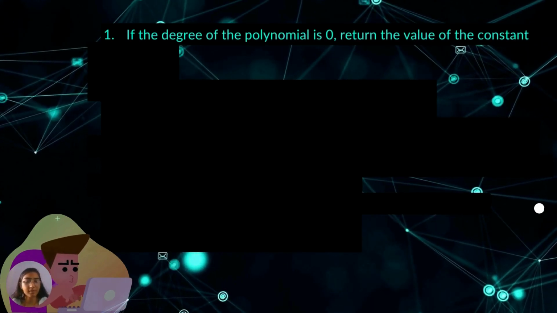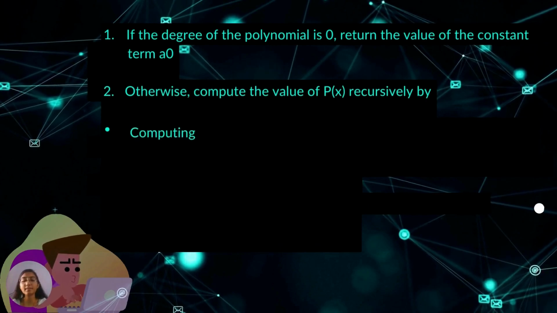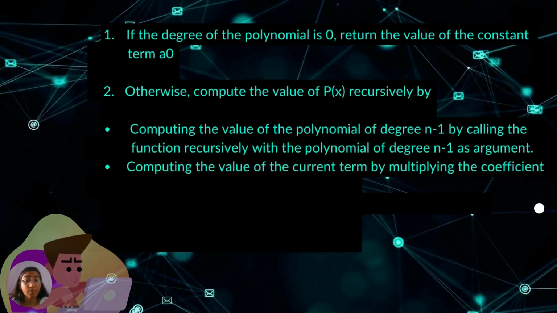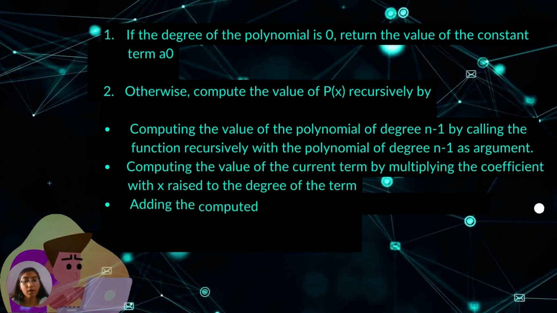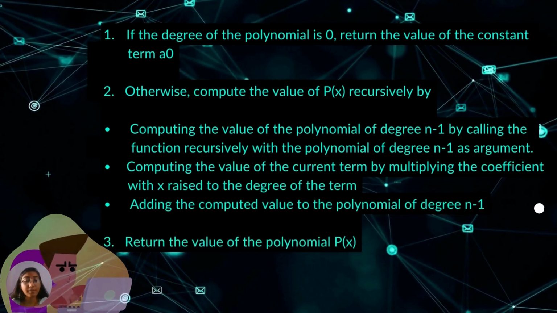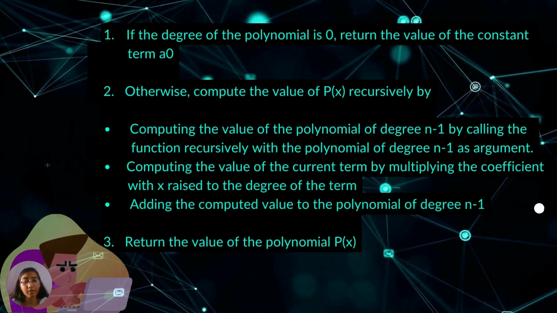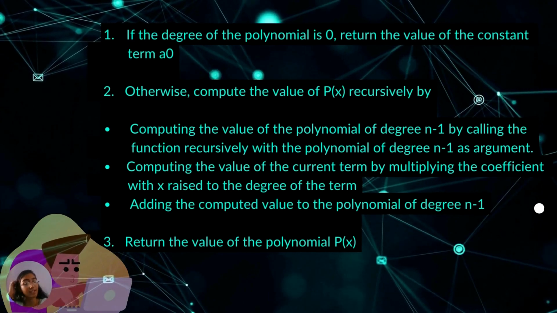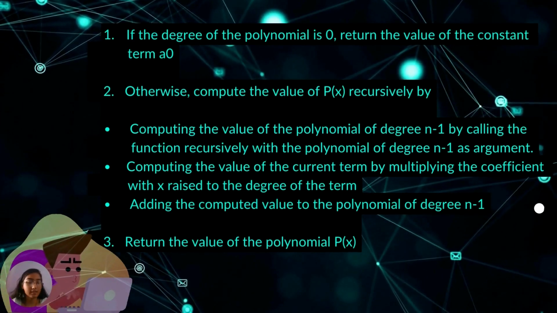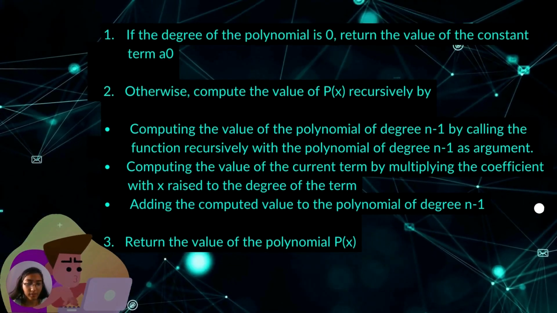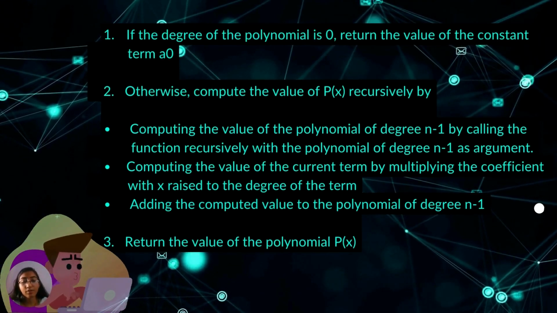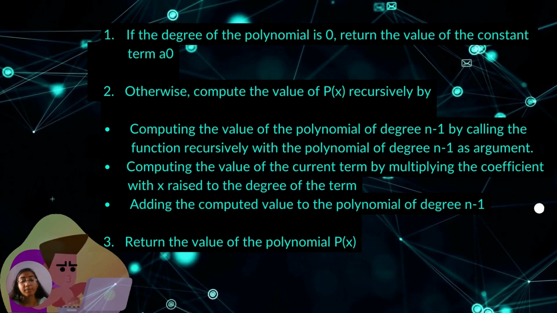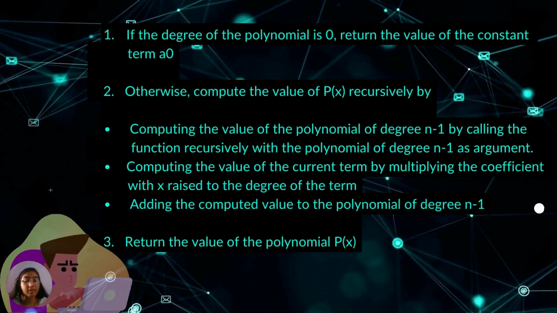So the first step for our algorithm in this recursive method basically means calling a function within a function to implement a certain function. So the first step will be, if the degree of polynomial is 0, then return the value of the constant term a0. Otherwise, compute the value of p(x) recursively by computing the value of the polynomial of degree n minus 1, by calling the function recursively with the polynomial of degree n minus 1 as argument. It means the function is calling itself with the argument n minus 1 in this definition, and then computing the value of the current term by multiplying the coefficient by x raised to the power of the degree of the term, that is x to the power of the degree. Then adding the computed value to the polynomial of degree n minus 1.